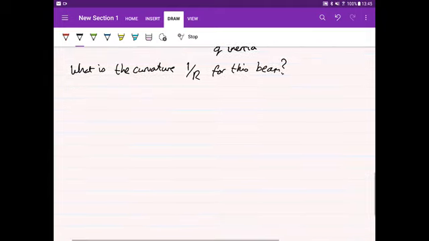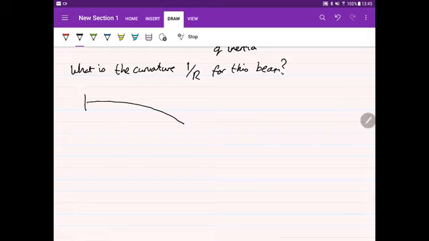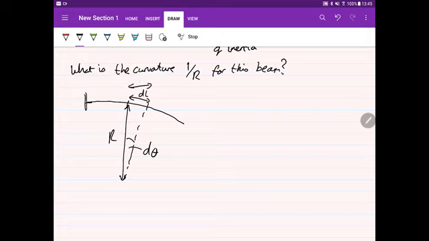So how can we work out what that curvature is? Well, if we draw ourselves a simpler version of the cantilever here, we're going to have a section that we're interested in, which is r away from the centre of the circle, and then we've got some angle here, d theta. There's a section of the arc which has a length dl, which corresponds in the horizontal direction to a length dx.